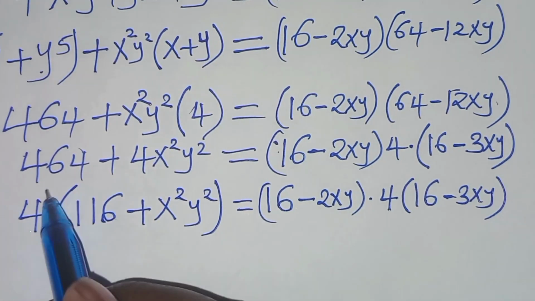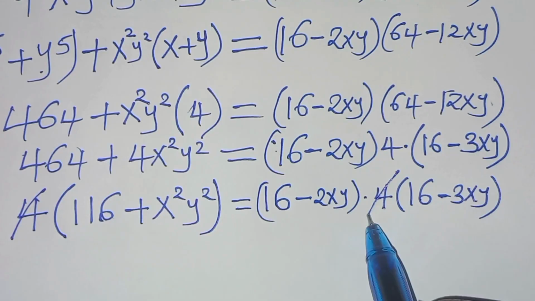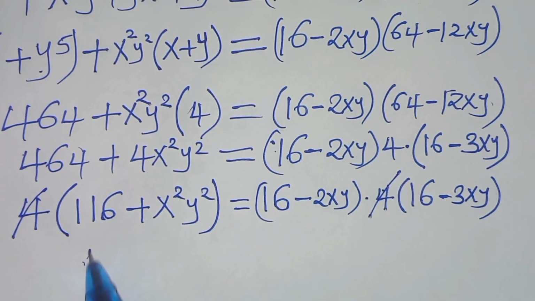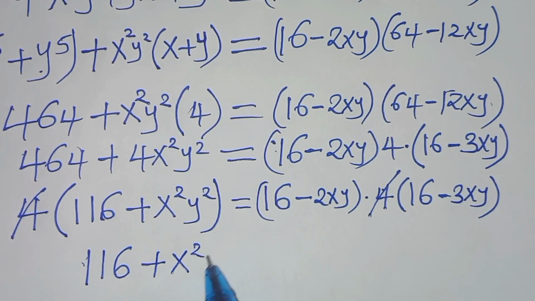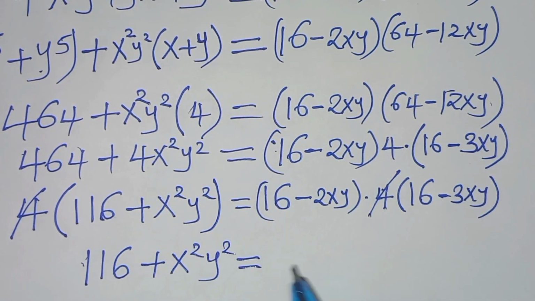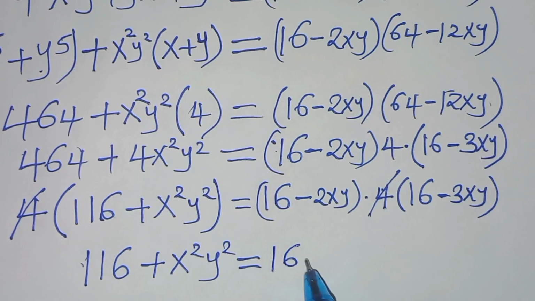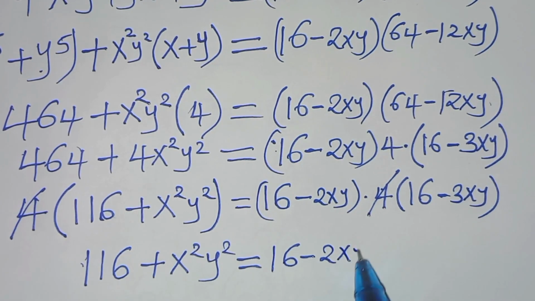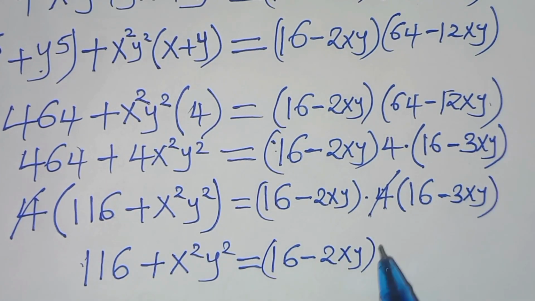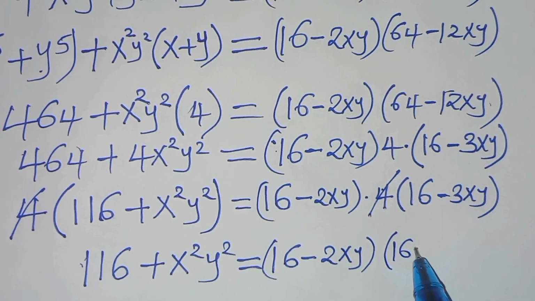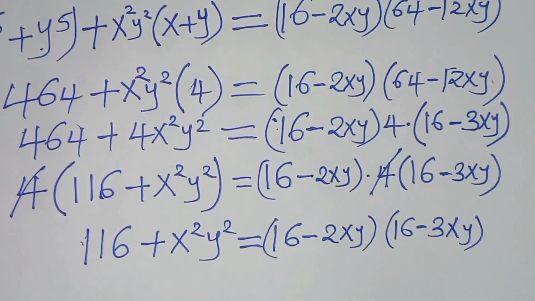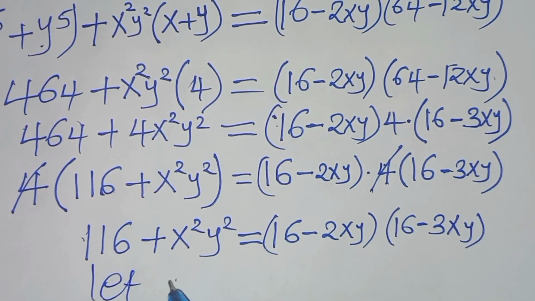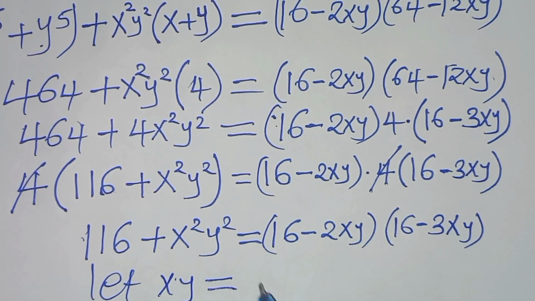So we have 4. Let's simplify here. 4 and 4 simplifies, so that we have 116 plus x squared y squared. This is equal to 16 minus 2xy multiplied by 16 minus 3xy. The next step is to say, let xy be equal to a.